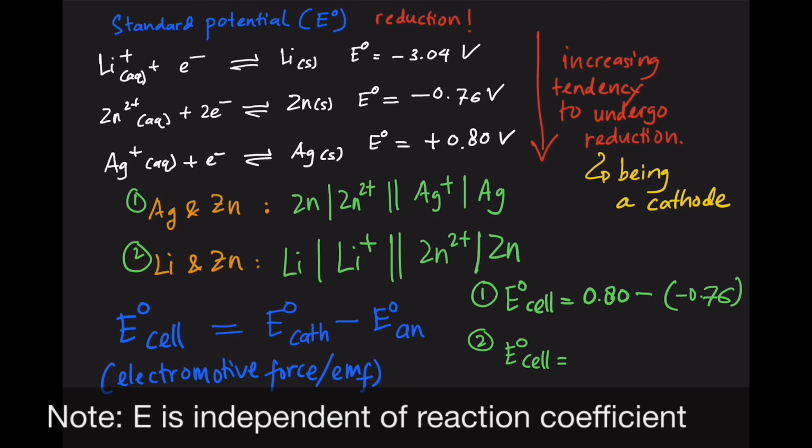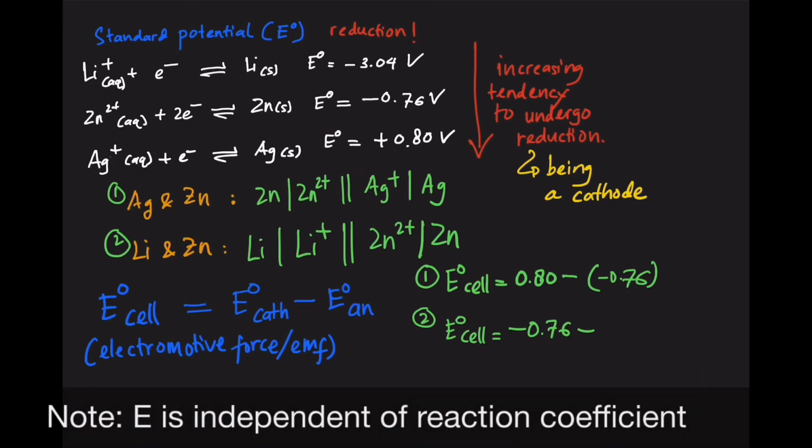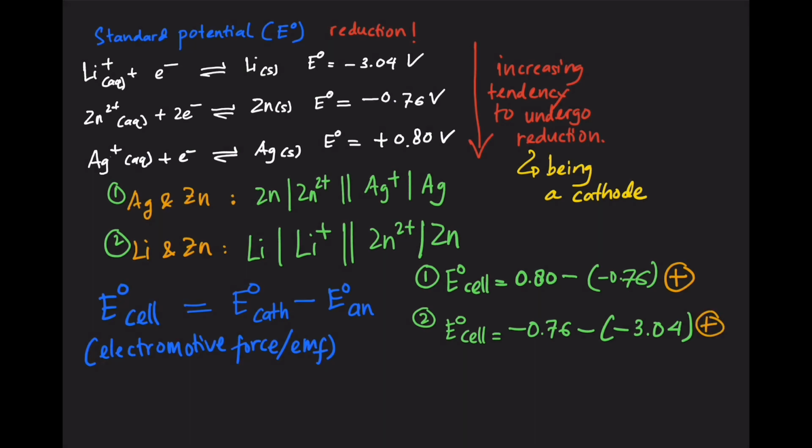For the second system, we will have the E cell of the cathode. So what is the cathode in the second system? We have the Zn, so Zn has minus 0.76 now. Minus the anode, so minus minus 3.04. And normally in this case, you always end up with something positive, especially at standard condition, because it is a spontaneous process. Therefore, we can also connect this to the thermodynamic parameter, which is the delta G.